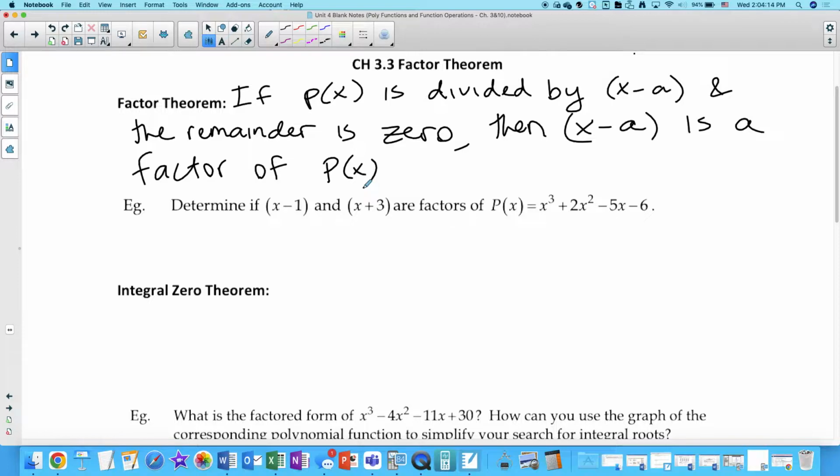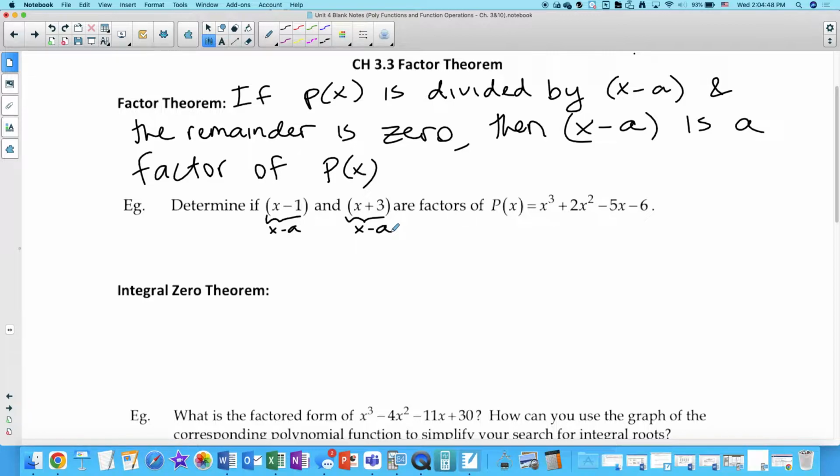Once it gets to a quadratic, ax squared plus bx plus c, then we have other strategies to factor it other than the factor theorem and synthetic division. Okay? So for example, let's just say we wanted to know if x minus 1 and x plus 3 are factors of p of x. Okay. We can look, if this is our x minus a, we can look at the value of p of a. And if p of a is equal to 0, then that's a factor.